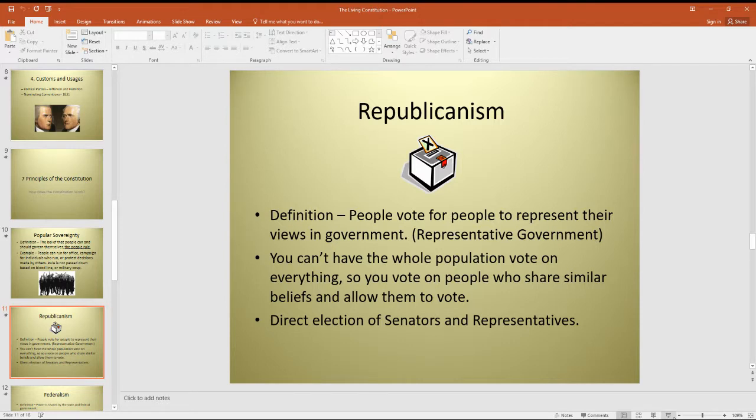Republicanism is a way of voting for people who share similar beliefs to us and then allowing them to vote. This is how we elect our senators and our state representatives and our representatives to the Congress, through republicanism.